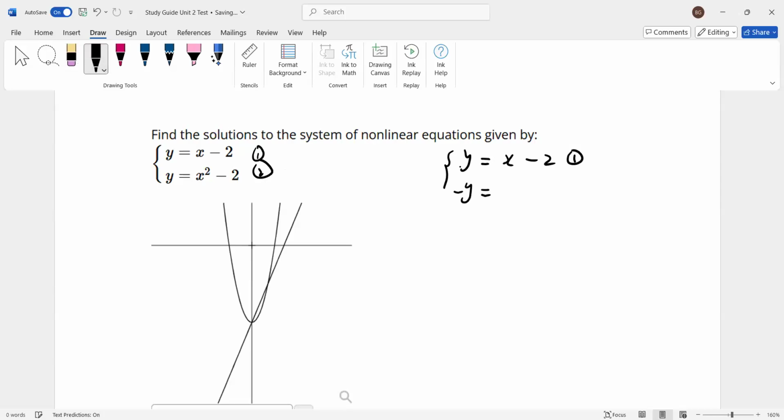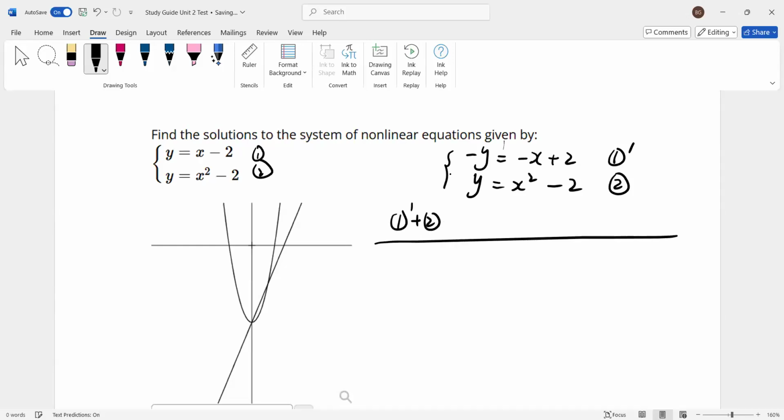So negative y, negative x squared. Well, actually, I want a positive x squared. I changed my mind. I want to multiply the first equation by negative 1. So negative y equals negative x plus 2. That's equation 1 prime. Equation 2: y equals x squared minus 2. Now we're going to add the two equations together. Let's see what we have. The negative y and positive y cancel each other, and positive 2 and negative 2 also cancel each other. So the left side is 0, and the right side is going to have x squared minus x.